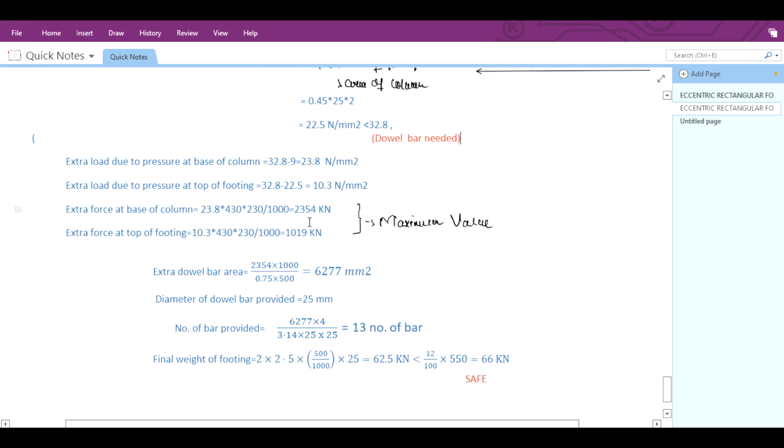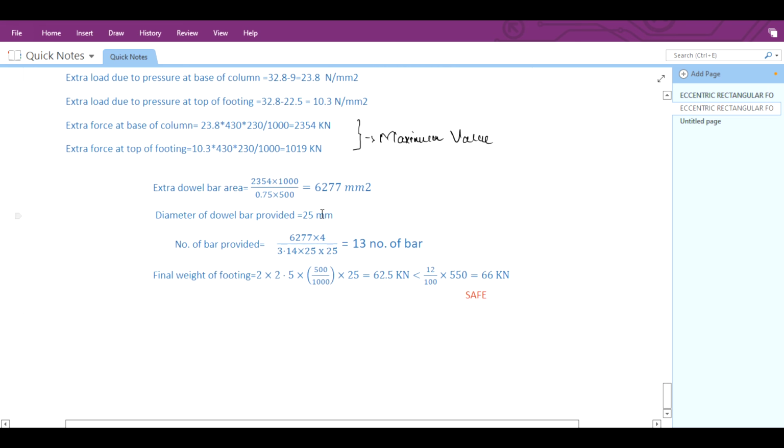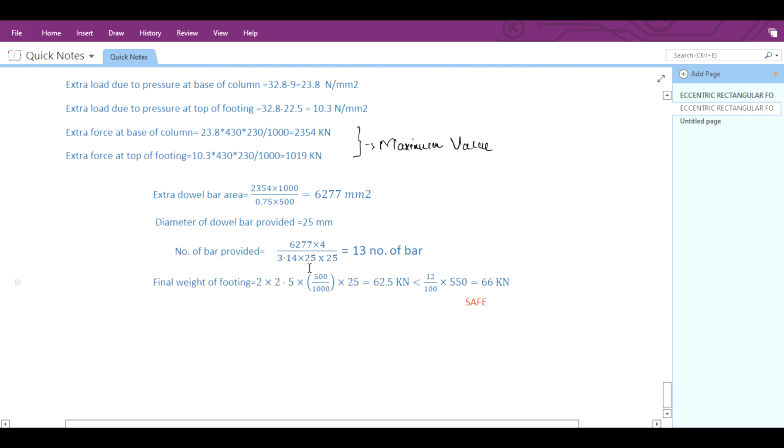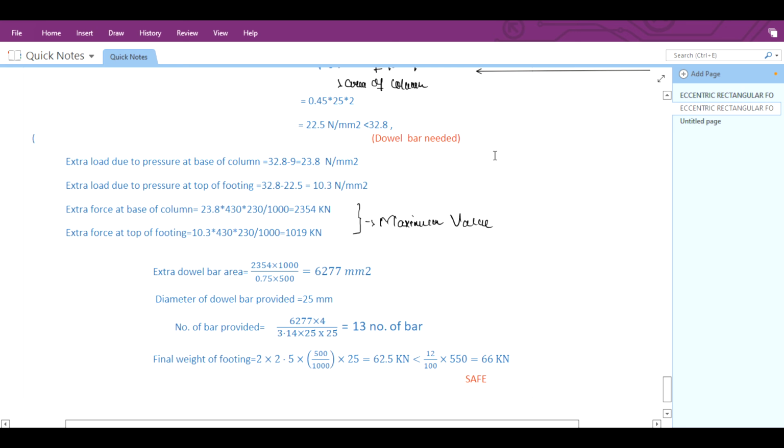So to take the maximum value for the calculation of dowel bars, the extra dowel bar area will be the maximum force, that is 2354 multiplied by 1000 divided by 0.75 Fy. So this formula is used for the calculation of dowel bars. Okay, so our steel is 500, it will come as 6277 mm square. If you choose the diameter of bar as 25 mm, the number of bars will be calculated as 6277 divided by pi d square by 4, so it will come as 30 bars. So you have to provide 30 dowel bars.